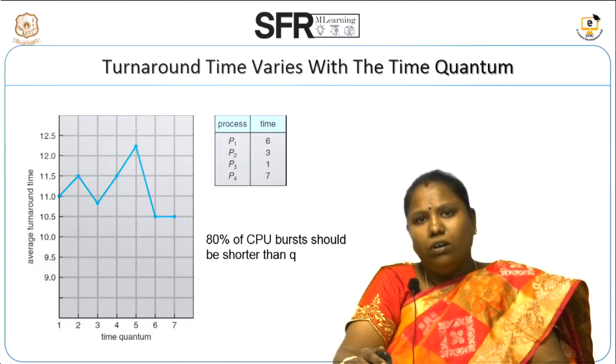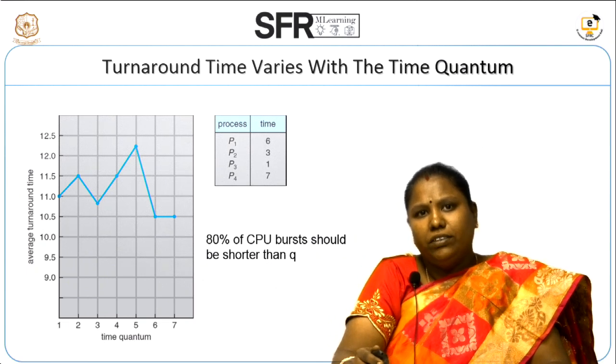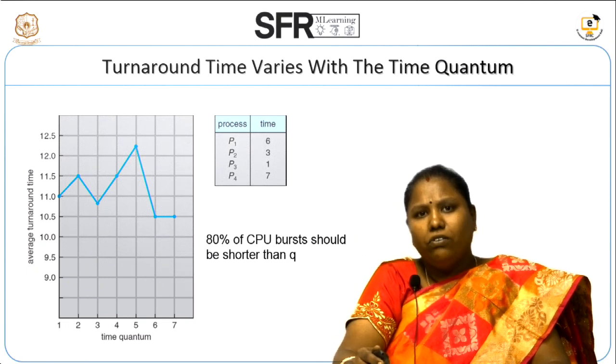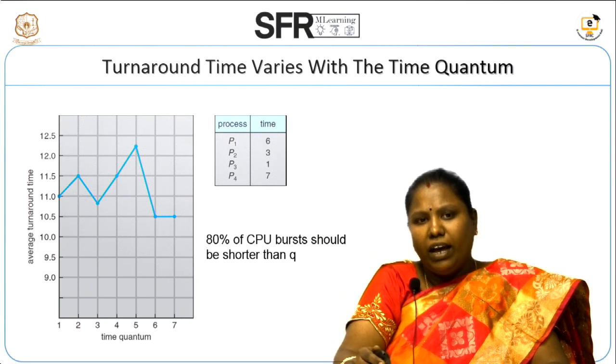This is another example. Average turnaround time varies with different time quantums. In this example, if the quantum is 1, the average turnaround time is 11. If the time quantum is 2, the average turnaround time is 11.5. Likewise, this is one example. 80% of CPU bursts should be shorter than the time quantum q. Thank you.